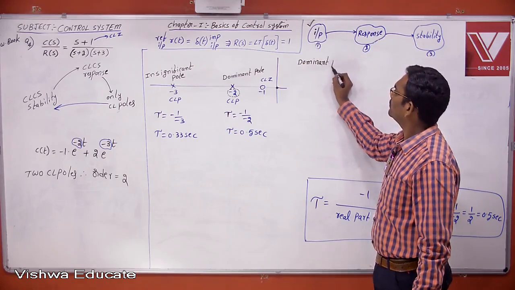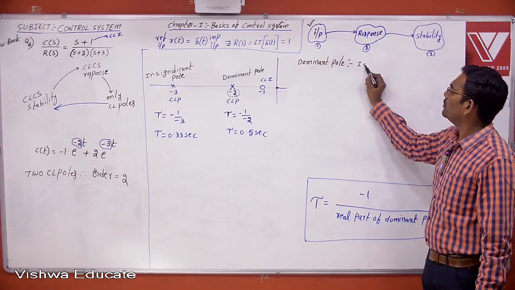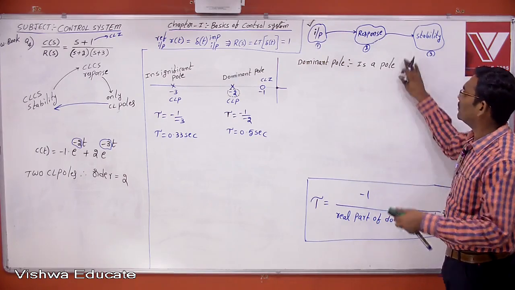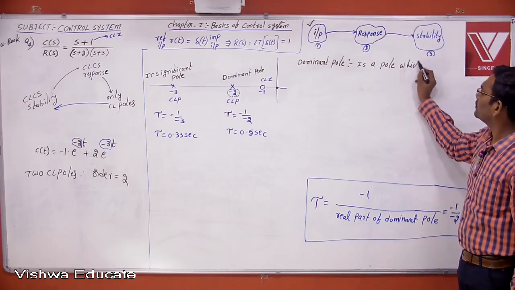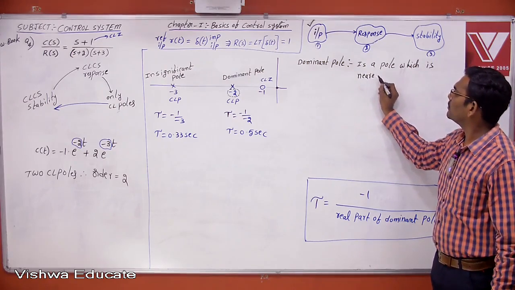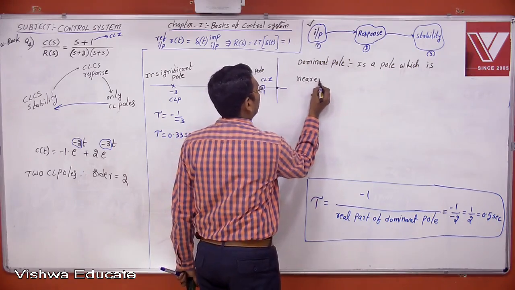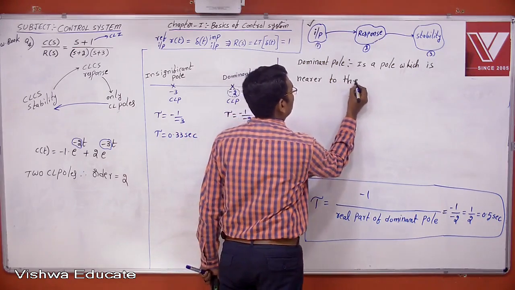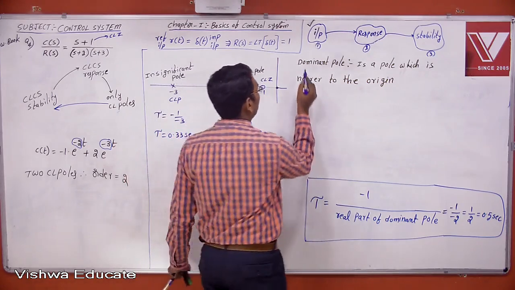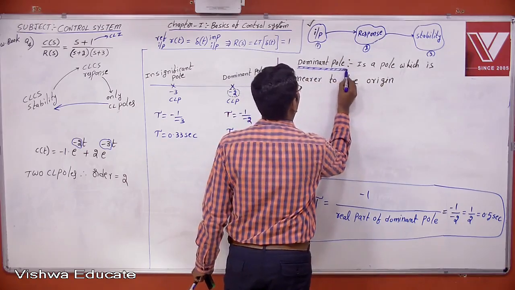Dominant pole. Definition: dominant pole is a pole which is nearer to the origin, or imaginary axis.